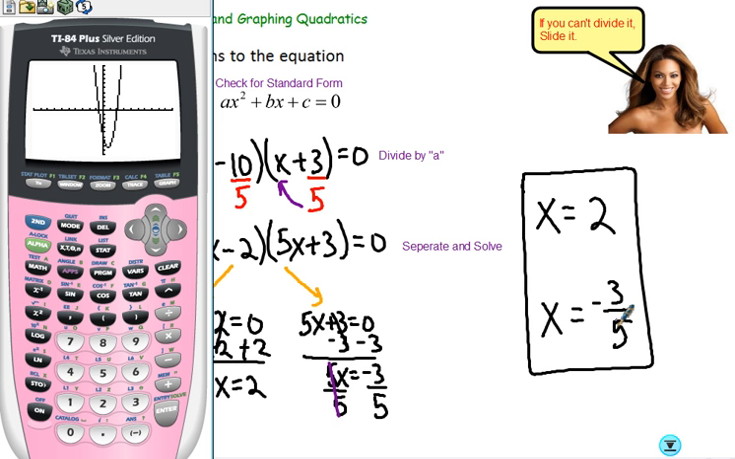3/5 isn't quite one whole, so that point right there would be negative 1. So a little bit before that would be negative 3/5. So again, that's the connection between solving the equation and the graph of that particular equation.